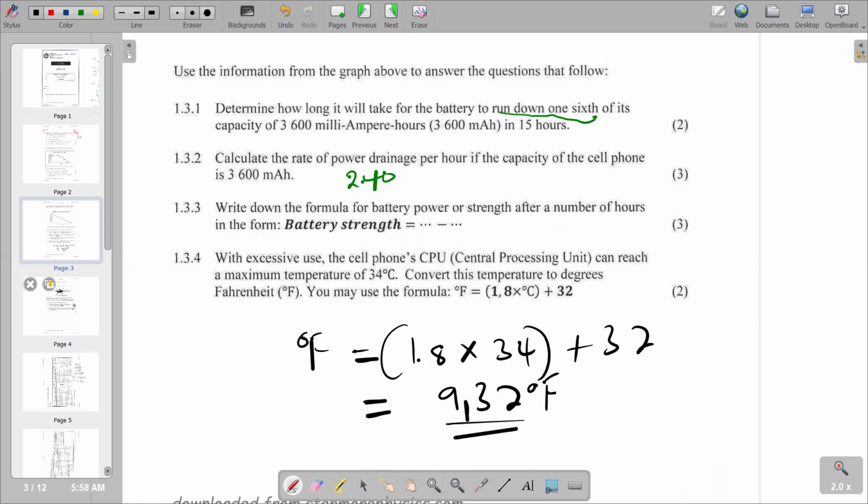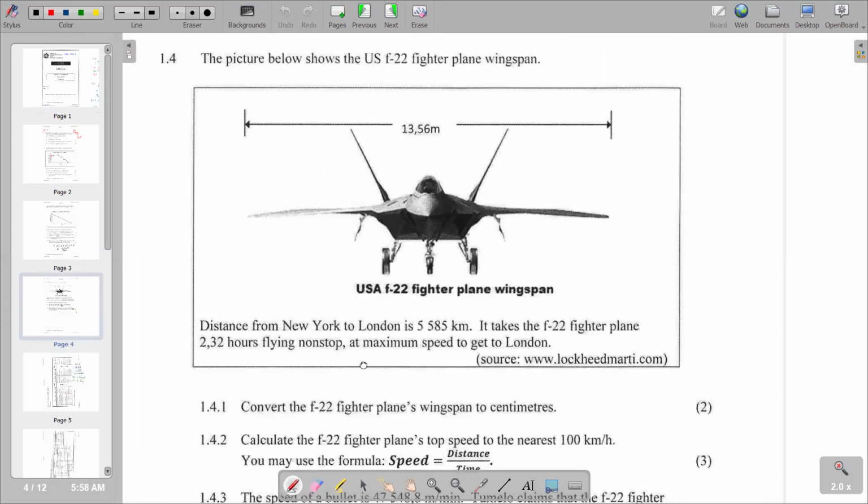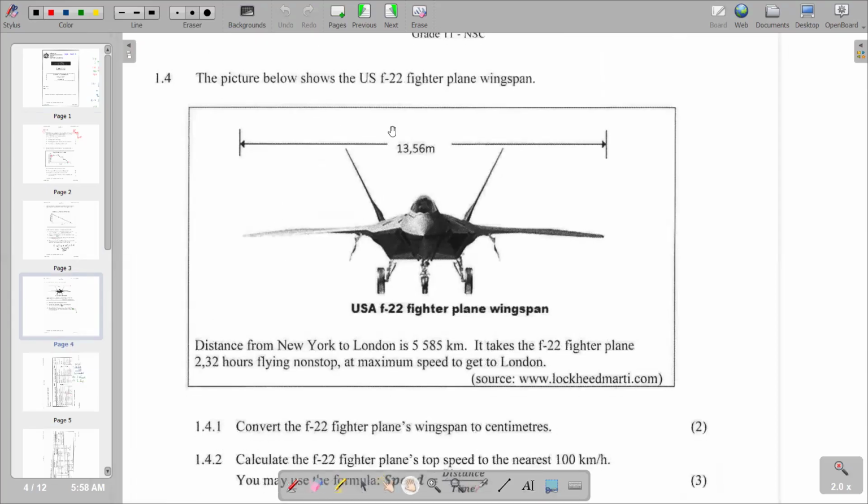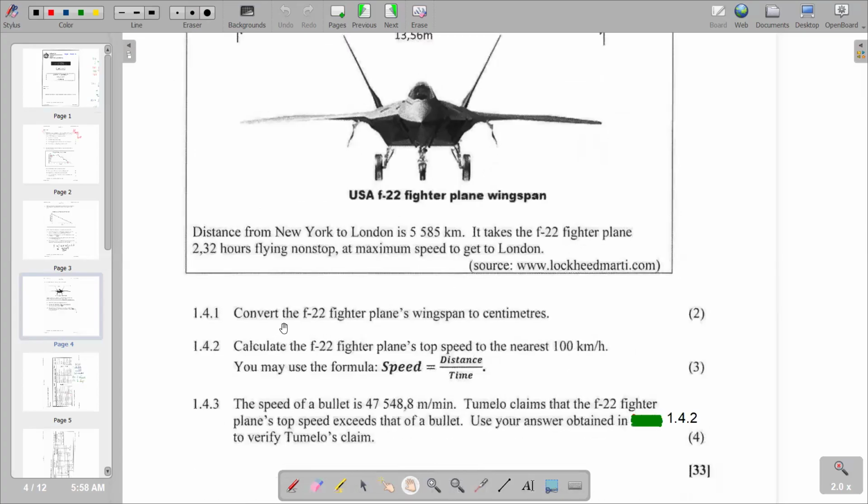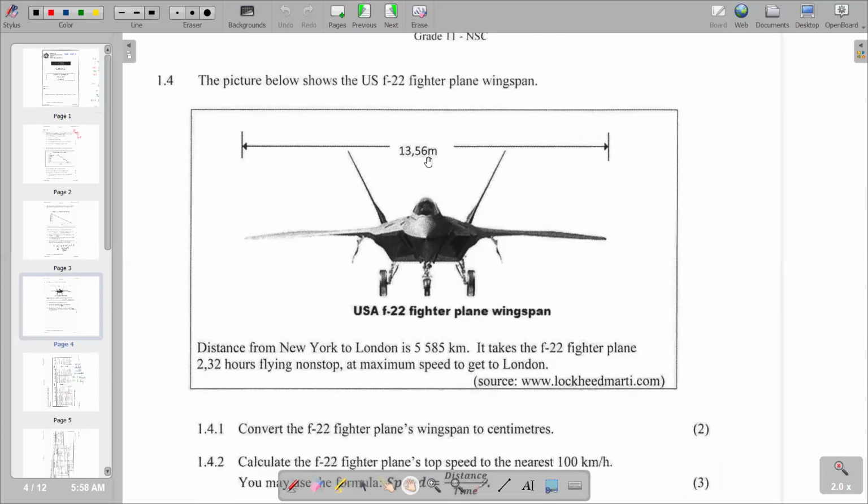So this is what we have to see on the last section, where it reads: the picture below shows the US F-22 fighter plane wingspan. So we're given a picture, whereby you also have information beneath. It says the distance from New York to London is 5,585 kilometers. It takes the F-22 fighter plane 2.32 hours flying non-stop at maximum speed to get to London. And on the first part of the question, convert the F-22 fighter plane's wingspan to centimeters. So we've got 13.56, and that we need to convert to centimeters.